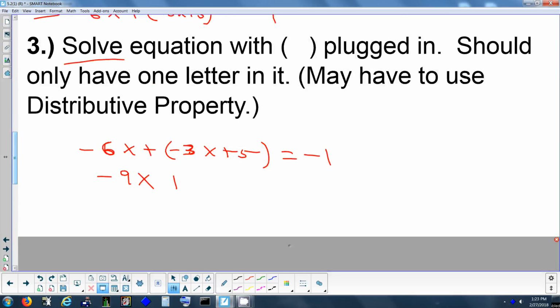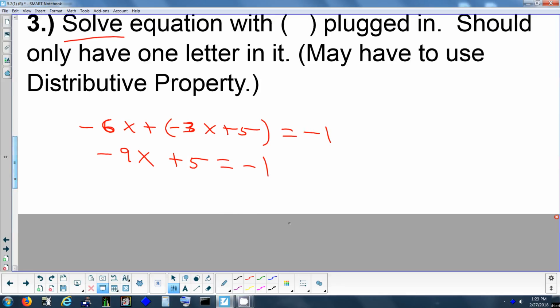For now, let's just copy down the plus 5. Let's just copy down the negative 1. So guys, when we get to this point, the first thing we want to look at is to distribute. But there's nothing outside the parentheses, so that's not going to happen in this one. Sometimes it will. It doesn't always. So you may have to distribute, you may not.